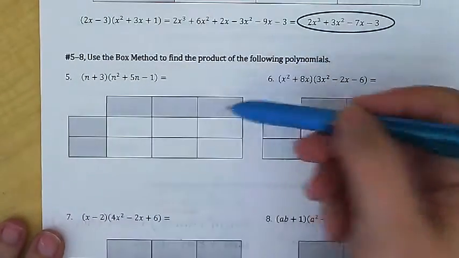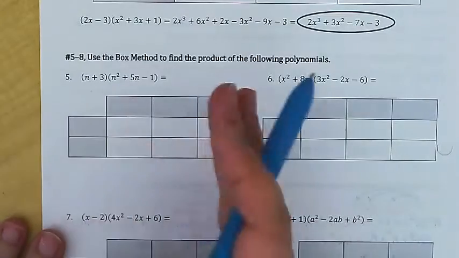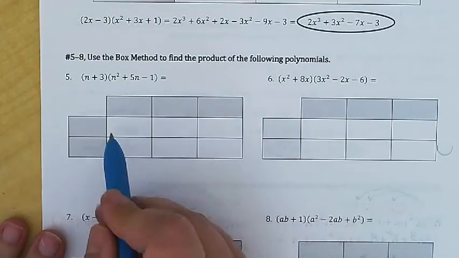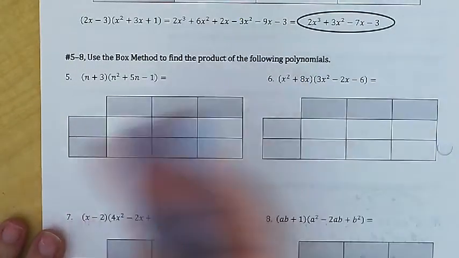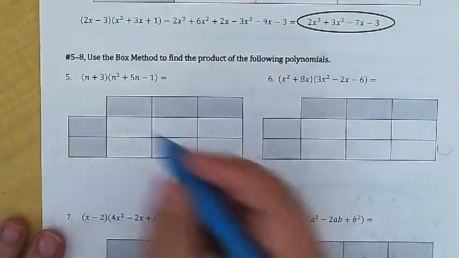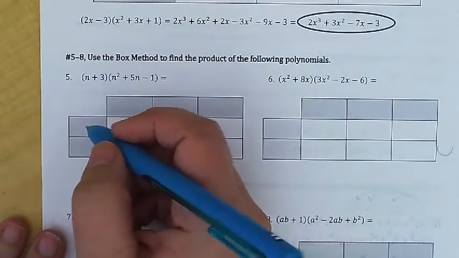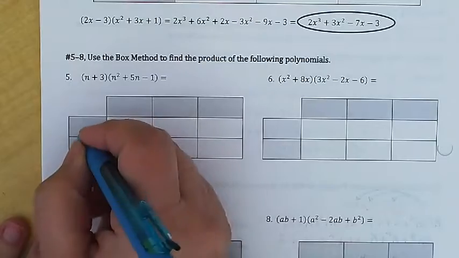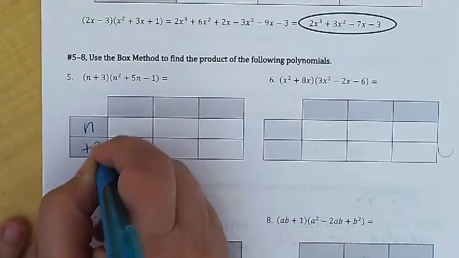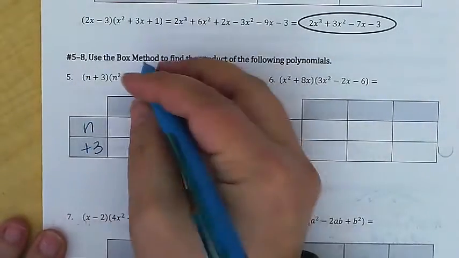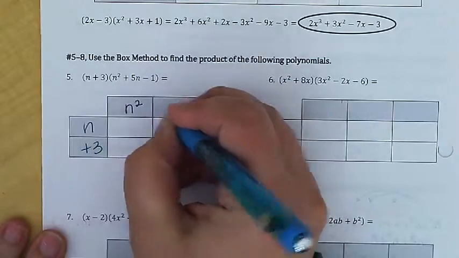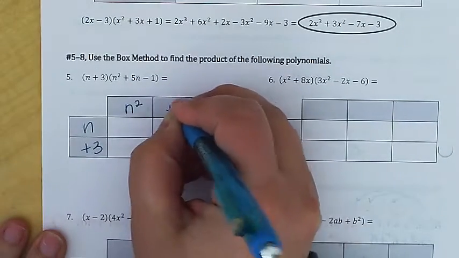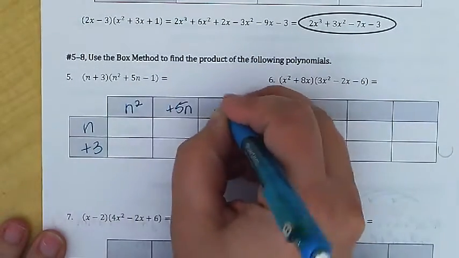Okay, so just like I mentioned, if you're doing a two-term, or a binomial, multiplied by a trinomial, a 2x3, then you need a 2x3 box. It doesn't really matter whether you do 2 columns and 3 rows or 3 columns and 2 rows. Just make sure it's a 2x3 box, and then line up your polynomials appropriately. So n plus 3, that's my binomial, so I need to put that one here on the side, and then my trinomial, n squared, a positive 5n, and a negative 1.